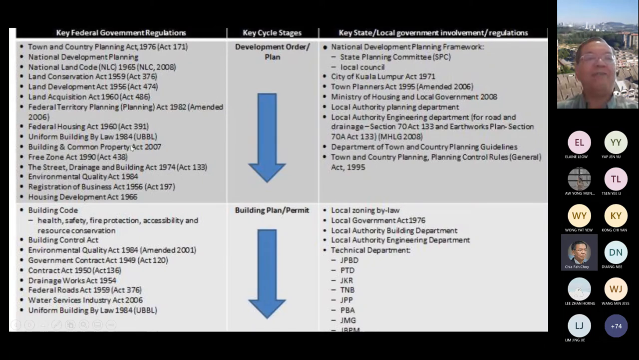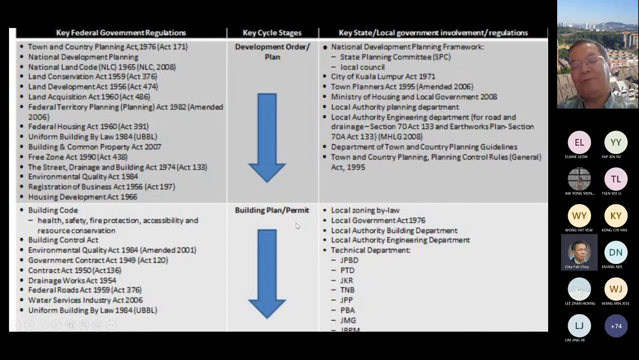So you can see there's the Town and Country Planning Act, which I mentioned. There's the National Development Planning, and the National Land Code, which I mentioned also. Then there are other acts like Land Conversion, Building and Common Property Act, Strata Titles Building Act, which I mentioned also. This one I haven't mentioned, the Environmental Quality Act. Legislation of Building Act, Housing Development Act, I have mentioned. And then we have other building codes, the Drainage Act, Contract Act, etc., to follow. And these are the different agencies involved. That is only on the development order, the first part only.